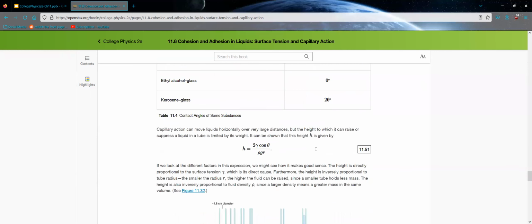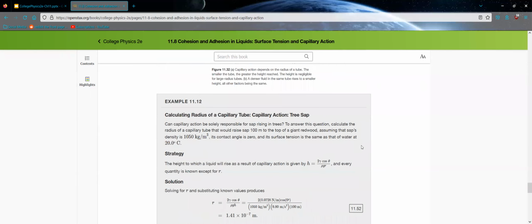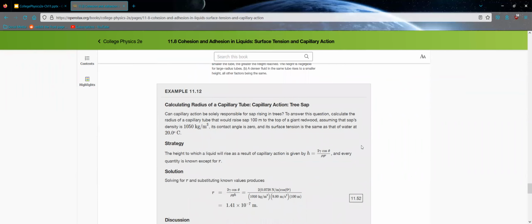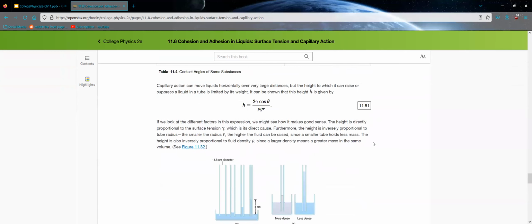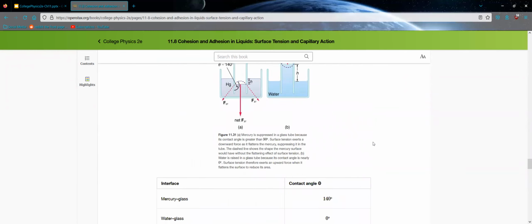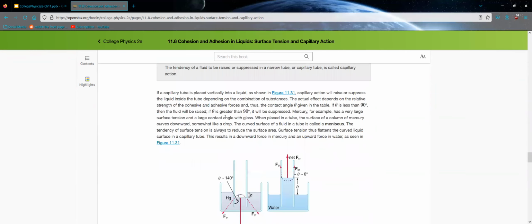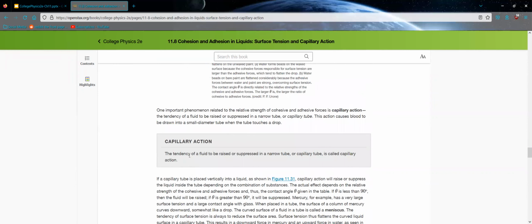Here we go. Yeah, the tree sap example. Can capillary action be solely responsible for sap rising in trees? The tendency of a fluid to be raised or suppressed in a narrow tube or capillary tube is called capillary action.